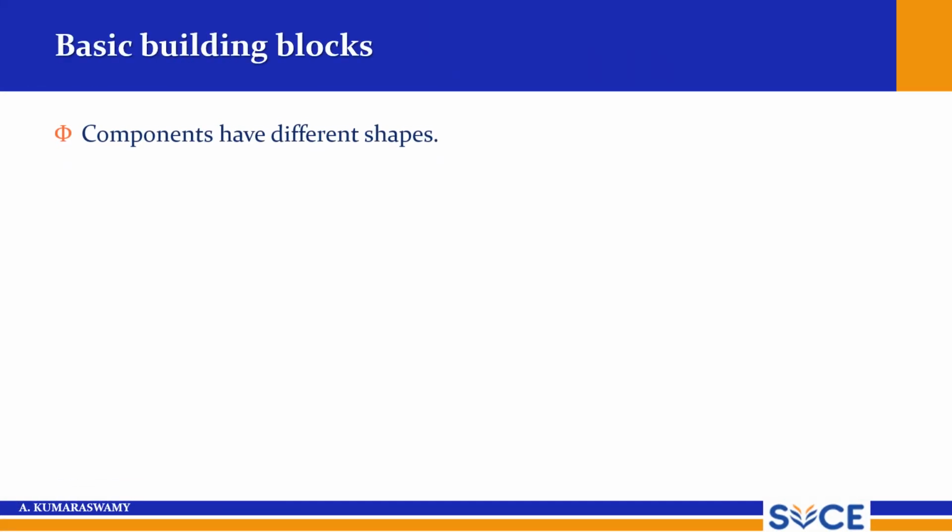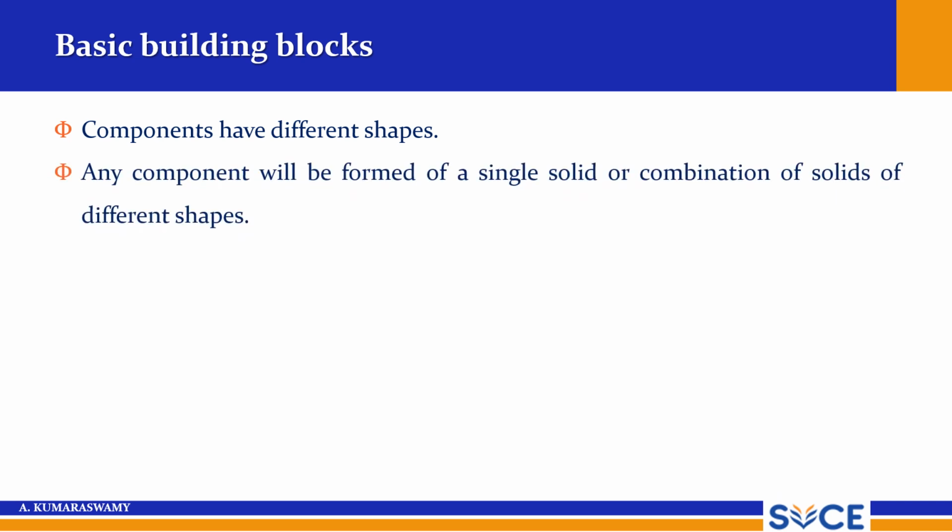Building blocks. So these are the building blocks. These simple solids are building blocks with which we can build any solid or any shape, any component with any shape we can build. That is the main purpose of the simple solids. These are called building blocks, and components have different shapes. Any component will be formed of a single solid or a combination of solids of different shapes. So we can combine and build whatever shape we need.